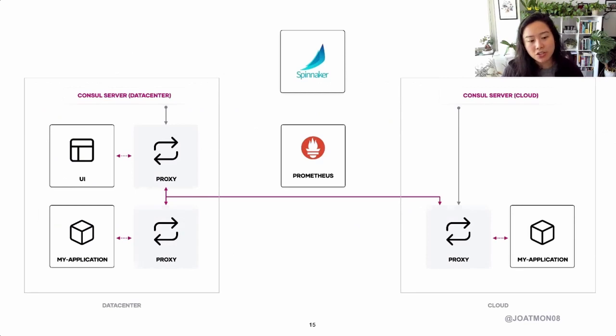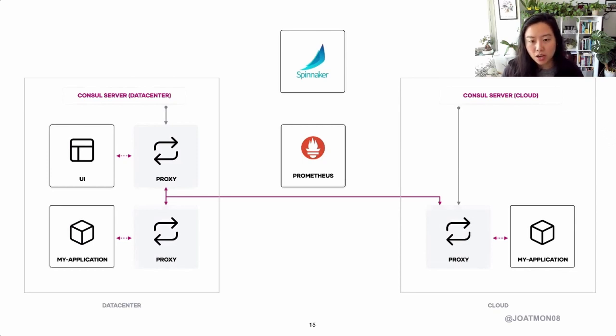So the setup that I'm going to show today involves a couple components. As I mentioned before, I have a Consul cluster in a data center and a Consul cluster in the cloud. I'm going to migrate my application to the cloud. So here I'm going to configure Consul to funnel traffic between data center and cloud.